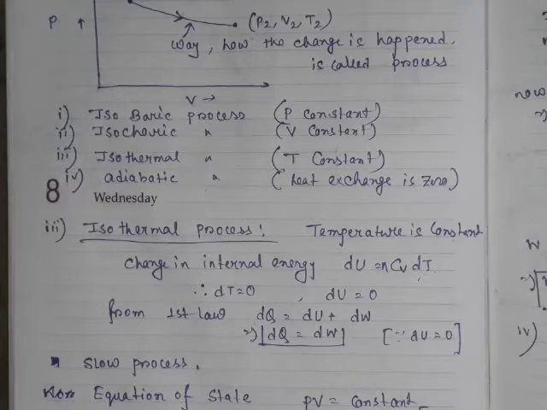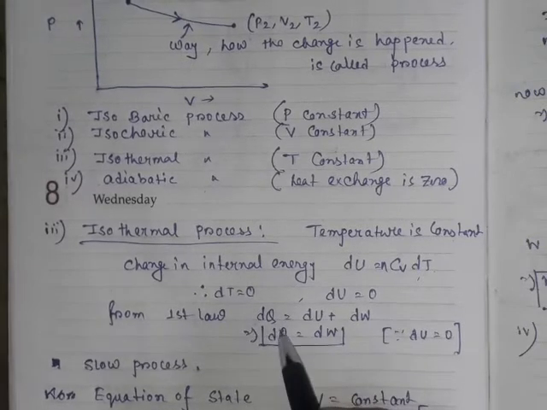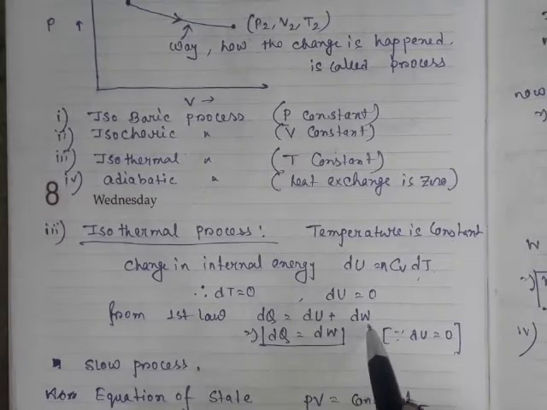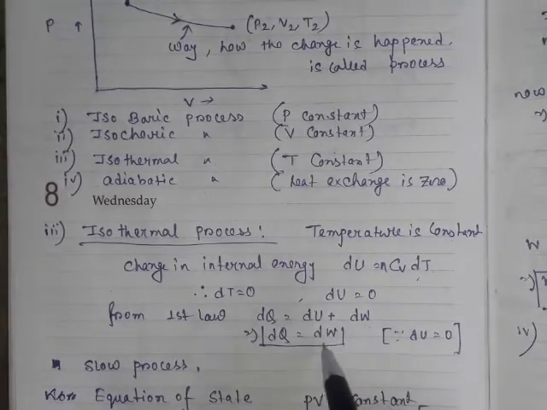So that means the change in internal energy is not allowed during the isothermal process. Okay, so if you use the first law, you will get dq equals to du plus dw. du is 0, that means dq equals to dw.